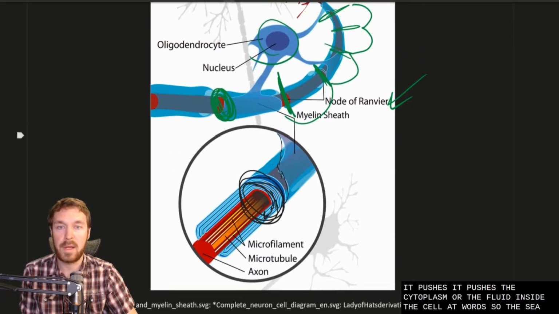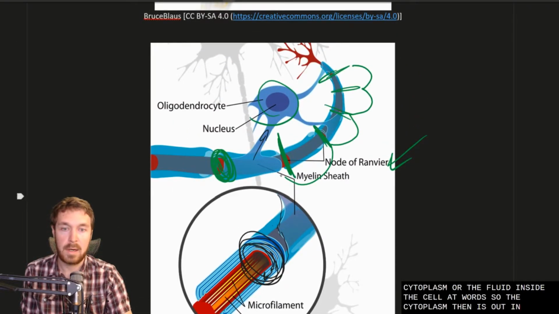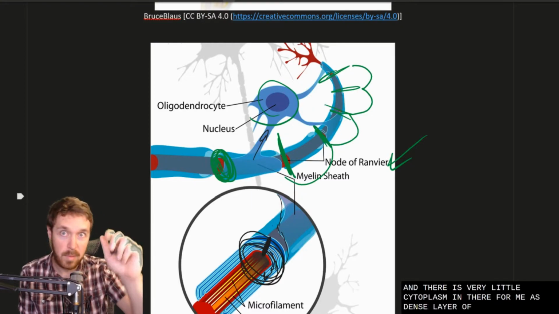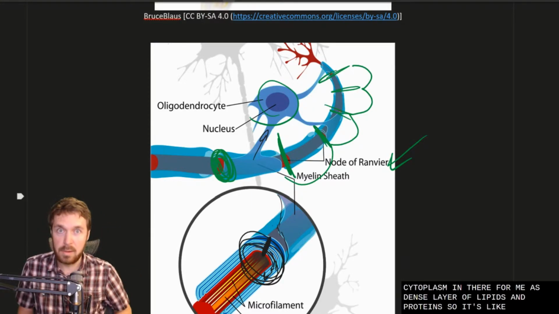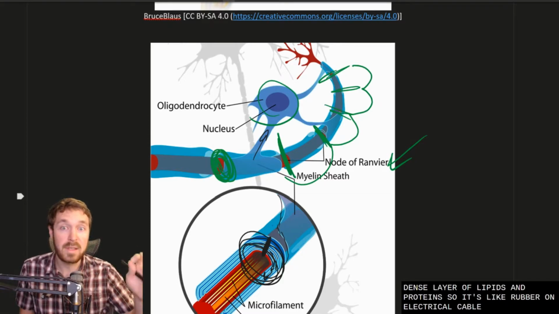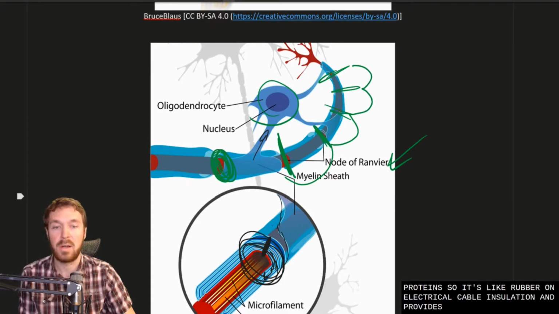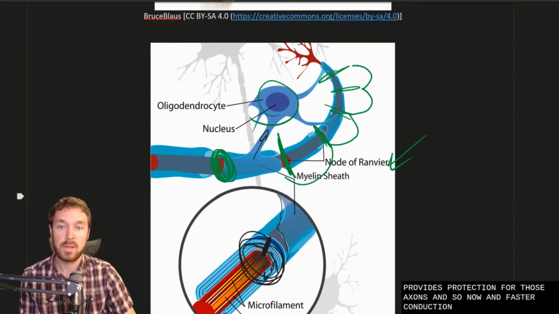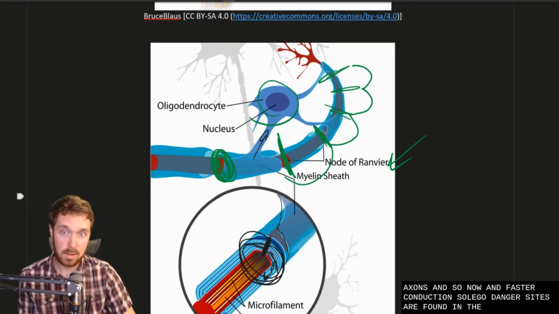So the cytoplasm then is out in here. And there is very little cytoplasm in there, forming this dense layer of lipids and proteins. So it's like the rubber on an electrical cable, insulation, and provides protection for those axons. And so now, faster conduction. So oligodendrocytes are found in the central nervous system.